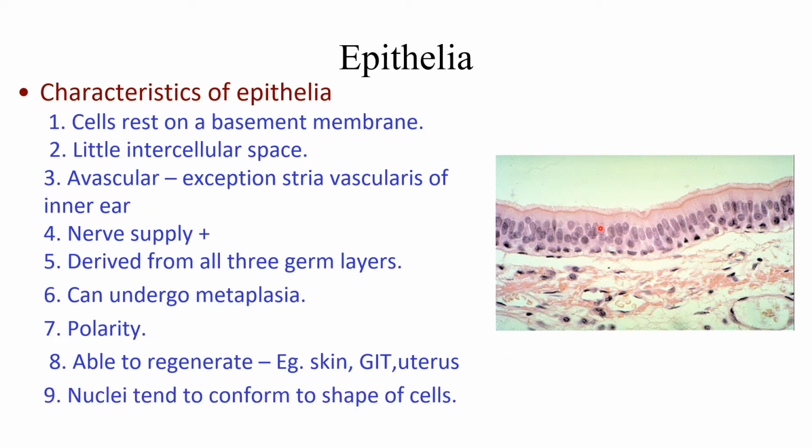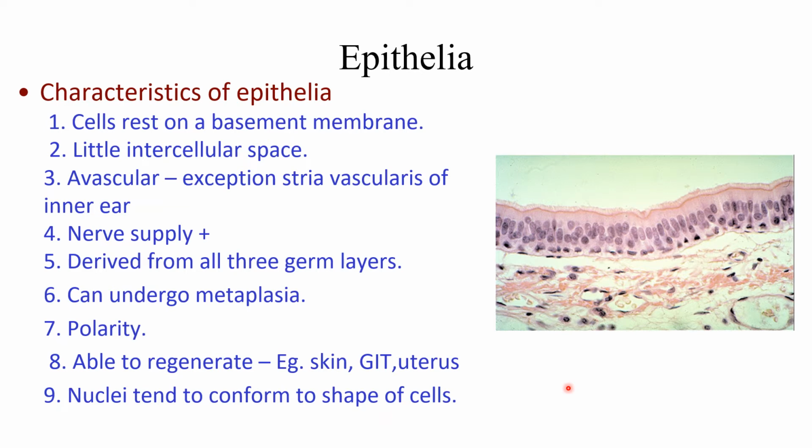Then if you observe, this is the nucleus. You can observe the nuclei at different heights in this epithelium. And this type of epithelium, we call it the pseudo-stratified epithelium because it is having cilia. We are calling it the pseudo-stratified ciliated columnar epithelium. And the shape of the nucleus and the shape of the cell have a relationship. The nuclei tend to conform to the shape of the cell.